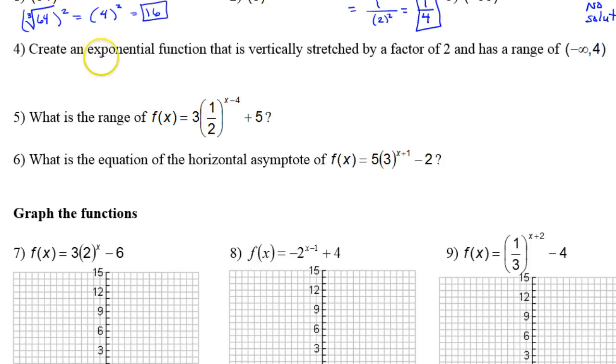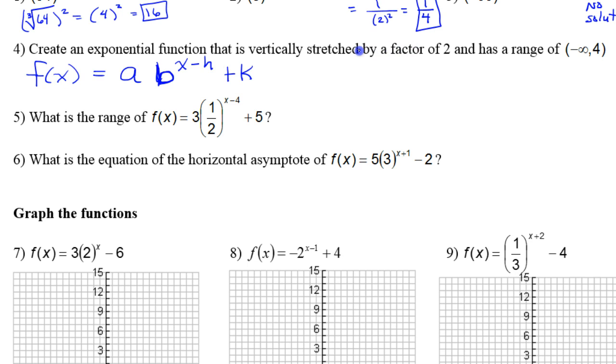It says create an exponential function that is vertically stretched by a factor of 2 and has a range of negative infinity to 4. Now keep in mind that the general model for an exponential function is like we have a times b to the x power. And then if we start shifting things around, we can have x minus h, that's a left or right shift, and then we can have plus k, and this would be an up or down shift. So this is the general model.